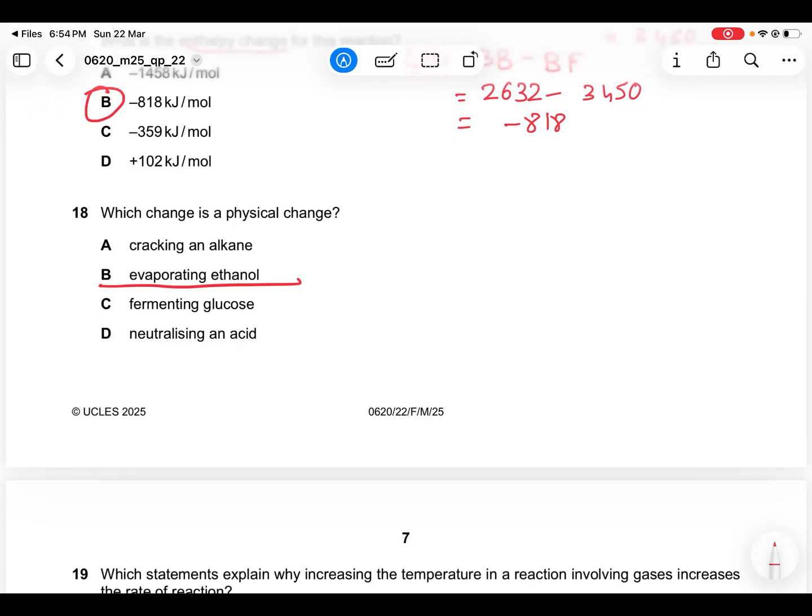Cracking an alkane. Even if the word is cracking, it does not literally mean that. It is like dividing the alkane into smaller particles or small chain alkanes by using a catalyst, which is a reaction basically. So it is not a physical change. Second is evaporating ethanol. Yes, evaporation is a physical change, that is changing from a liquid to gas directly. Fermenting glucose and neutralizing an acid are again chemical reactions.